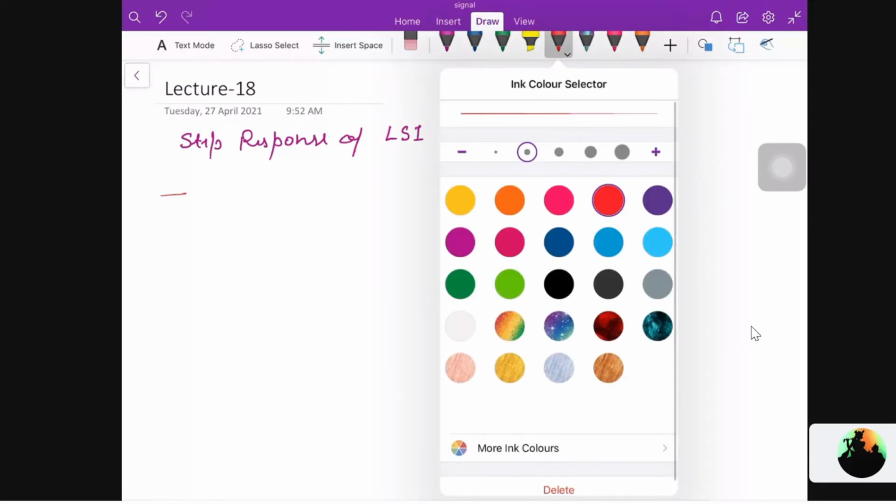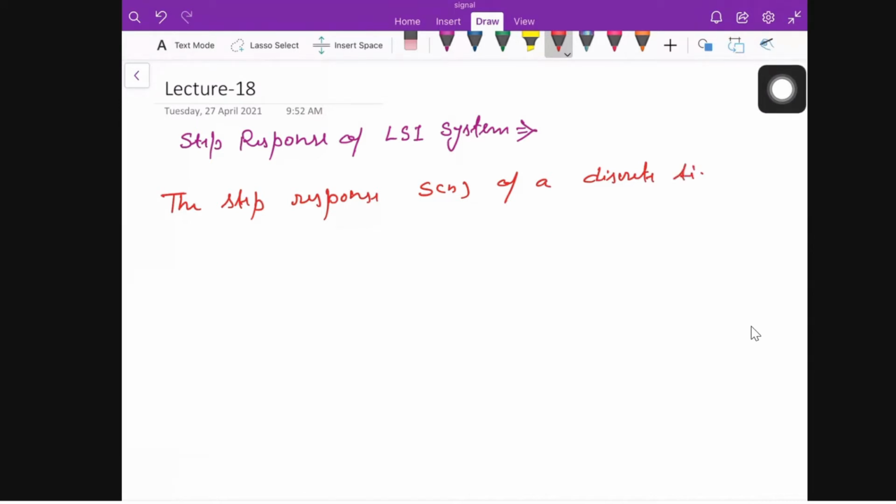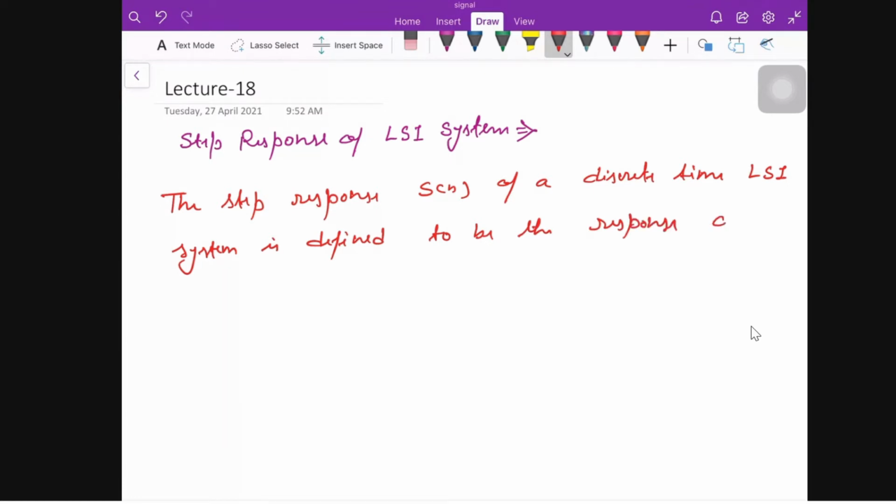Firstly, the step response, denoted by Sn, of a discrete time LSI system is defined to be the response of the system when the input is the unit step.